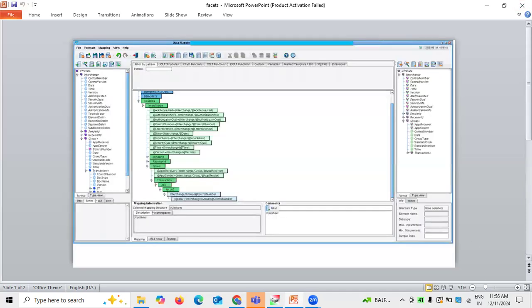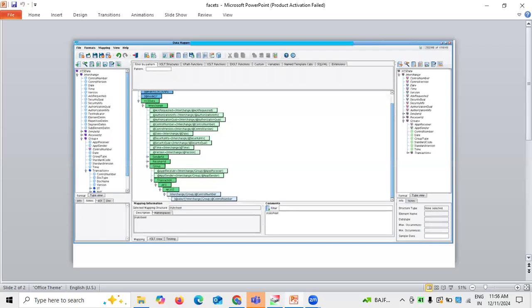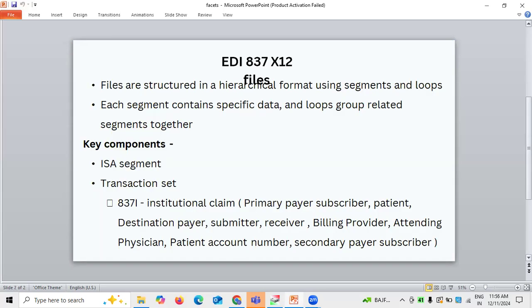This is something which we call loops. Whatever loops we have created, what kind of segments are we creating over here? You can see different segmentations were made here. When it comes to the segmentation of these loops, the segments contain all the specific data, and at the same time, there are the loop groups relating to the segments together.